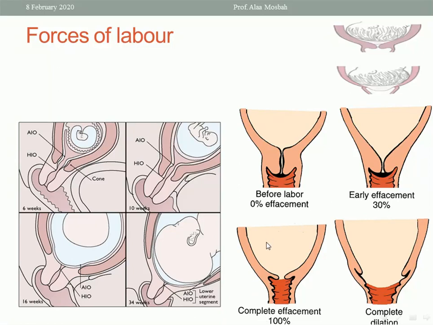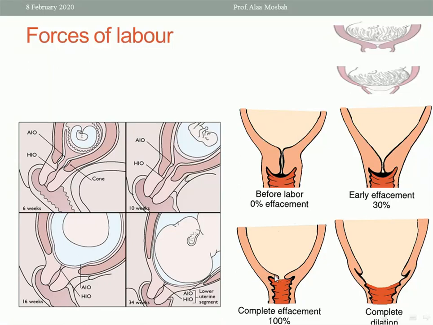Okay, what about the effacement of the cervix? This is as regard the effect of uterine contraction. The retraction leads to effacement of the cervix. Shortening or thinning out of the cervix is called effacement. This is 0% effacement. The whole length of the cervix is present here. Shortening or thinning out of part of the cervix, here 30% effacement, to join the lower uterine segment. This is more effacement, reaching 100% effacement.